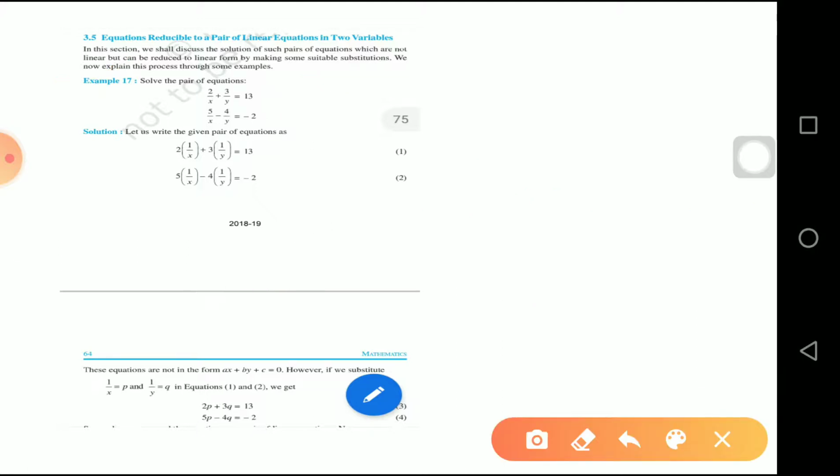Now, the first equation you can imagine like 2 into 1 by x plus 3 into 1 by y equal to 13. For the second equation, 5 into 1 by x minus 4 into 1 by y equal to minus 2. So both equations have 1 by x and 1 by y.